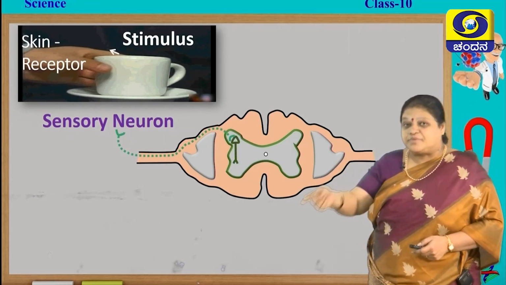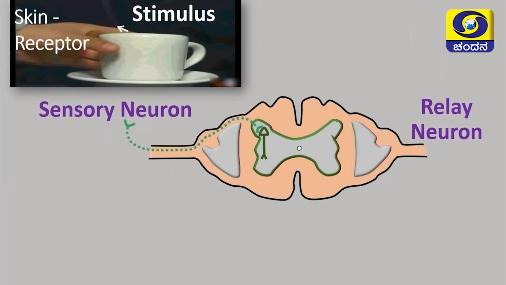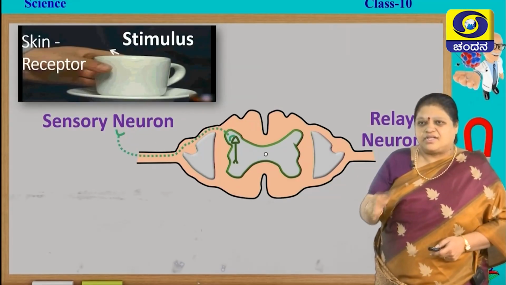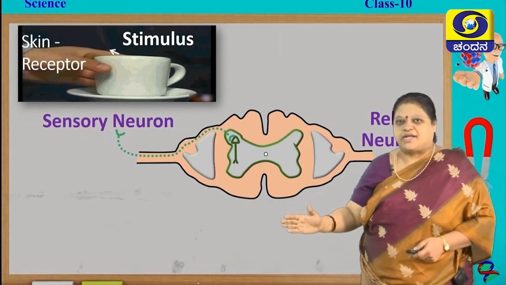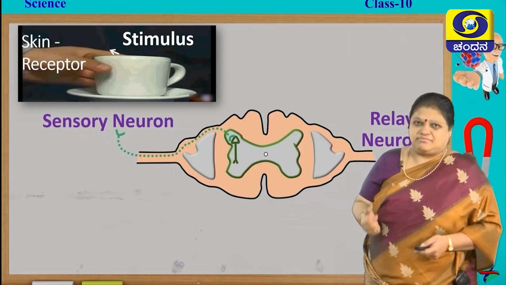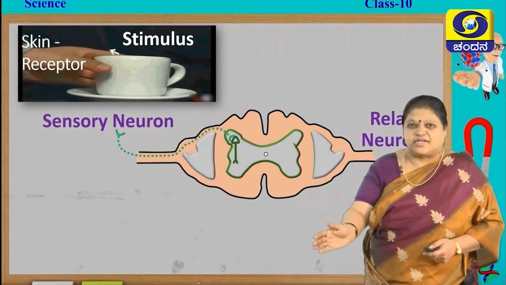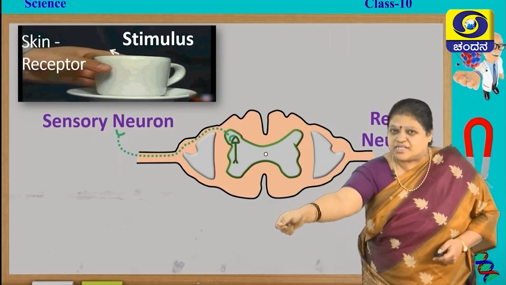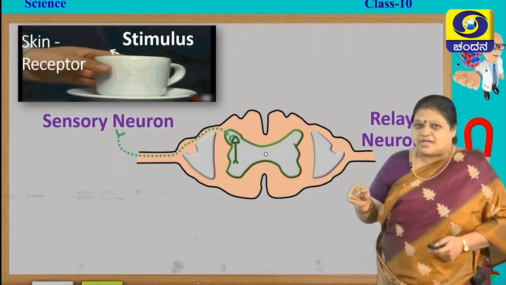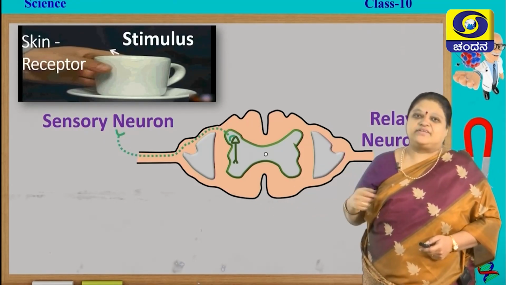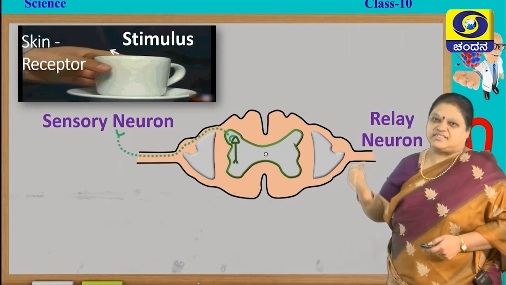Next, it has to be transmitted to another neuron. So, next is the relay neuron. This relay neuron transfers a message from one place to another, just like in a 400 meters relay race. One person will run for 100 meters, and he will hand over the baton to another person, who receives it. Here the baton is like the message, sent to the next person. Similarly, the relay neuron will receive it.